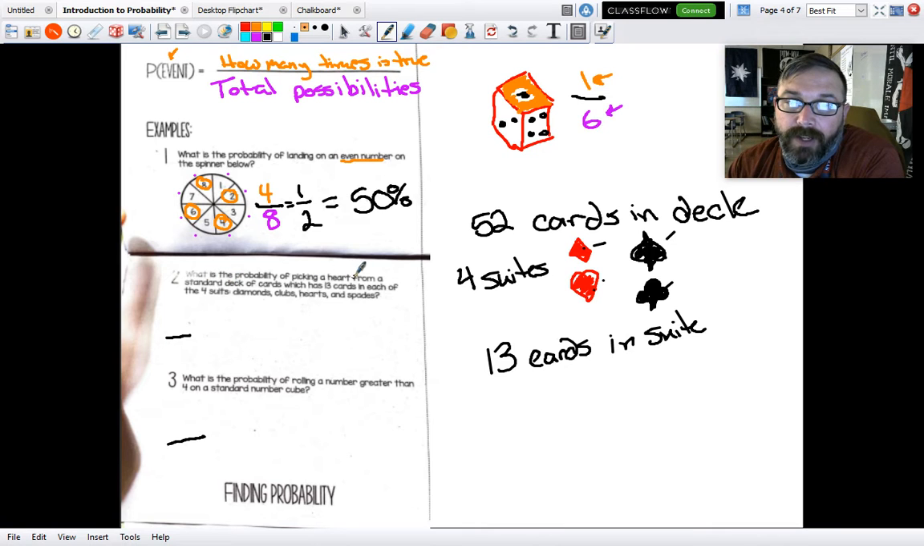What is the probability of picking a heart from a standard deck of cards which has 13 cards in each of the 4 suits? Depends on how your brain works. There are 52 cards in the deck. So my total possibilities is 52. How many hearts are in the deck? There are 13 cards in each suit, so there are 13 hearts. And then you're going to go on ahead and divide and reduce.